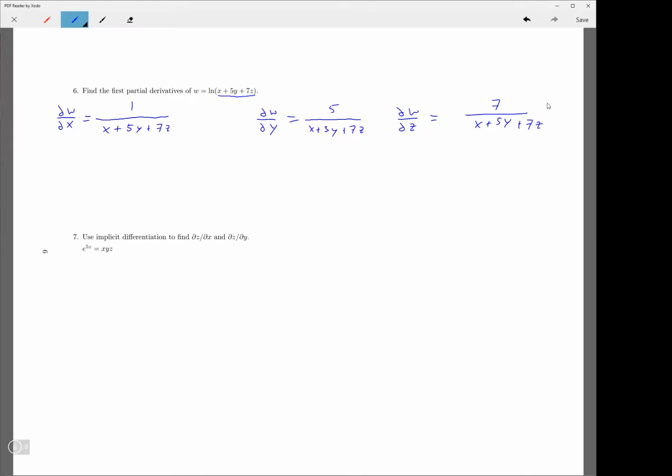Okay, number 7. Use implicit differentiation to find the partial of z with respect to x and the partial of z with respect to y. Here, instead of z equals some stuff, you have e to the 5z equals that stuff. So what you're going to do is take the partials with respect to x, first of all.